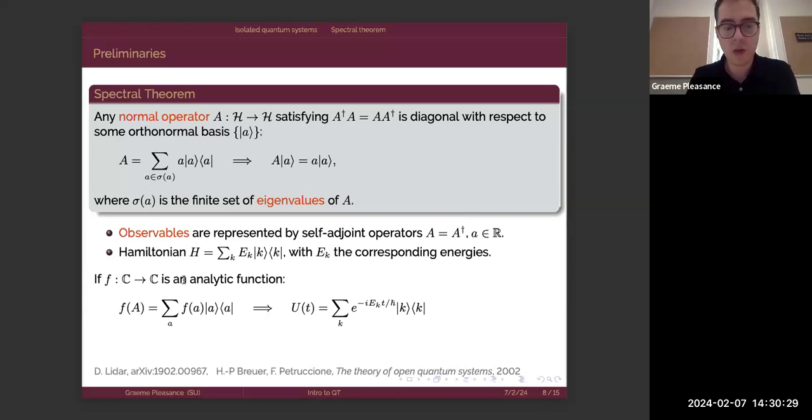Okay, another implication of this spectral theorem is that if we have some analytic function, which is a complex function, then the function of any normal operator A can be written in this way. The function f acting on A can be obtained by applying f to each of the eigenvalues a of our normal operator. Since another example of a normal operator is a unitary operator, this implies that the time evolution operator that I introduced on the previous slide can always be written in the following way in terms of the eigenvalues of our Hamiltonian. You can then use this to prove the equivalence between the Schrödinger equation and the time evolution described in terms of this unitary operator U.